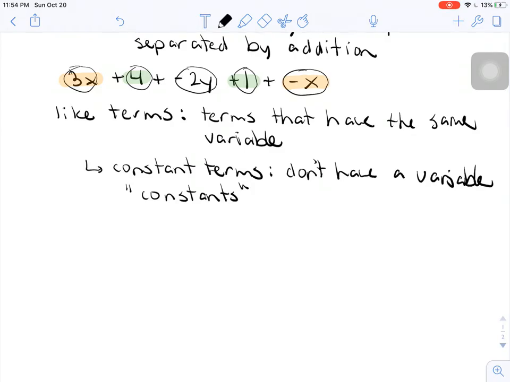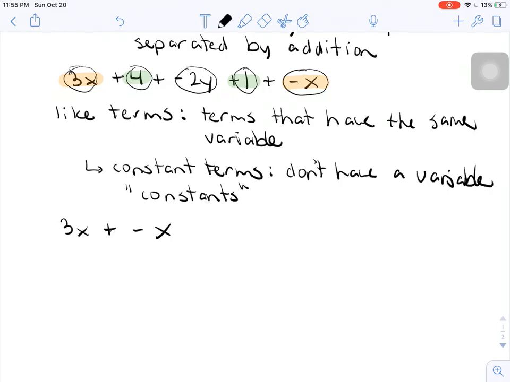But in order to do that, we need to pay attention to one other thing, which is where one other piece of vocabulary comes in. I'm going to borrow our 3x and our negative x. The commutative property says we can add these pieces in any order we want. So I'm going to grab that beginning piece and that ending piece, and I'm going to rewrite just those pieces because those are like terms.